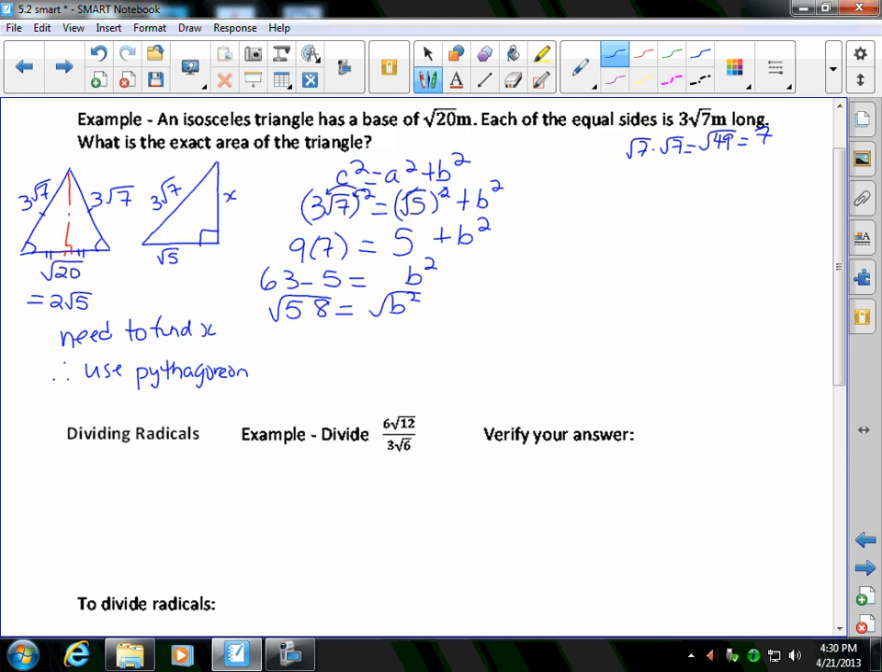So square root of 58. There's no perfect square that goes into there, so my answer is just going to be square root of 58 is equal to b. So now I have my height. Then that leads me to finding the area, because for area I need to know base and height of a triangle. So my area is equal to base times height divided by 2. Area is equal to a base of 2 square root 5, and my height was square root of 58, and that's all over 2.